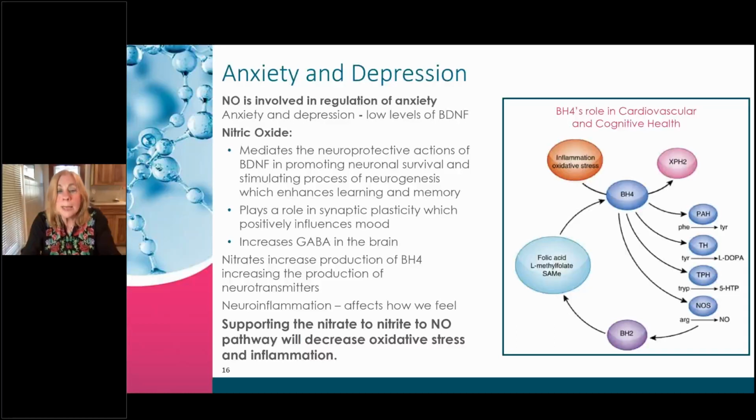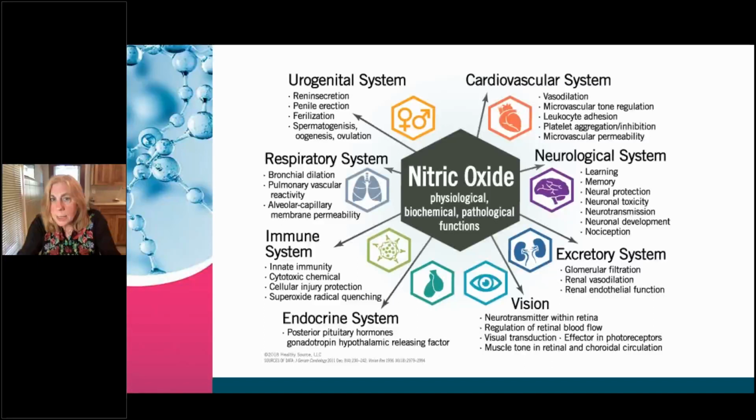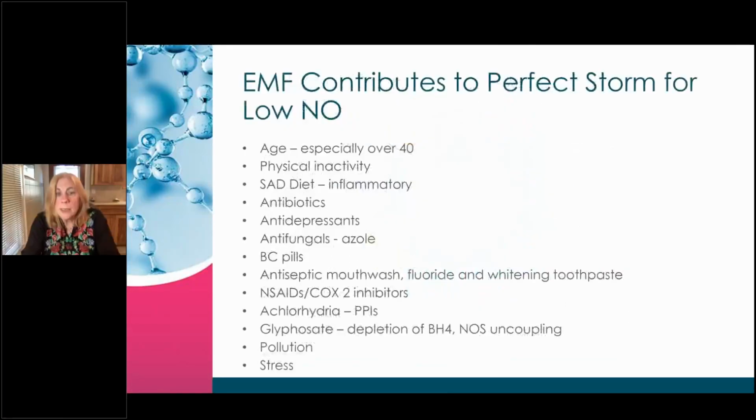Nitric oxide increases GABA in the brain. Remember, that also helps inhibit the voltage-gated calcium channels. Nitrates increase the production of BH4. BH4 is an essential cofactor in making your serotonin, your melatonin, your dopamine. When nitrates decrease neuroinflammation, it affects how we feel. So I wanted to put this up there to remind you all of these EMF effects on all of these processes in the body. And nitric oxide touches every single physiological process in our body. These are connected. So EMF contributes to a perfect storm for low nitric oxide.